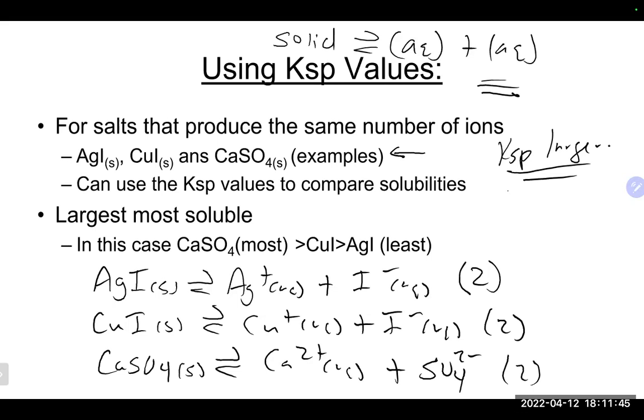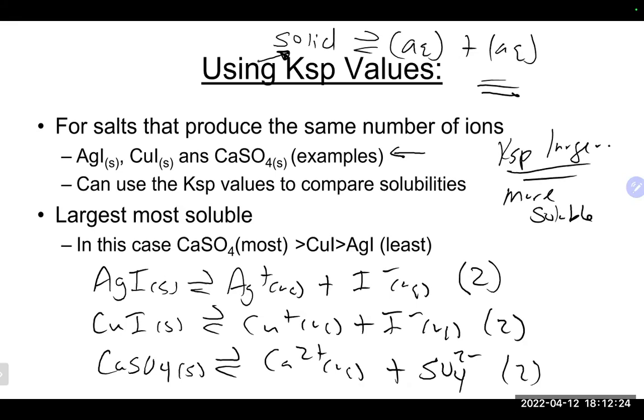If you have a smaller Ksp, you would obviously have more reactants at equilibrium. A smaller Ksp would mean more reactants and fewer ions floating around, which means it did not dissolve or break apart as much, and it is less soluble. So if you're asked which one of these will precipitate out first, and they break apart into the same number of ions, you could look at the Ksp value. The one with the larger Ksp will stay in solution longer. The one with the smaller Ksp will come out of solution and precipitate out faster.